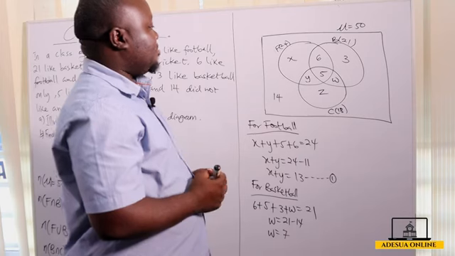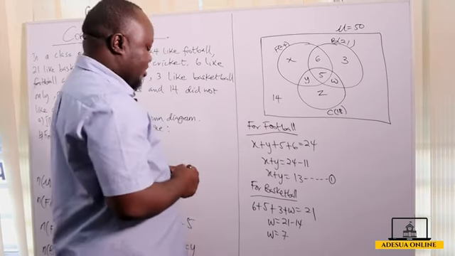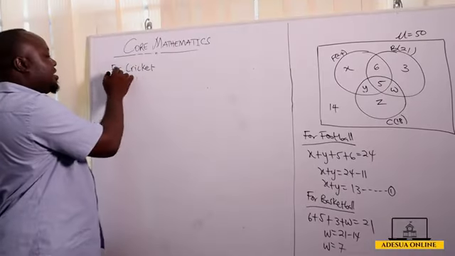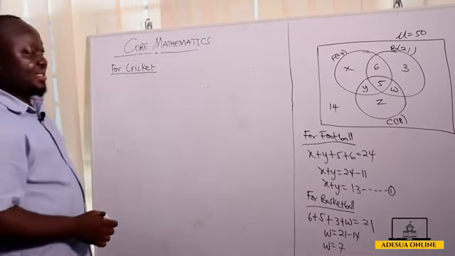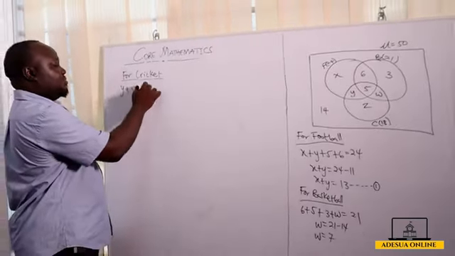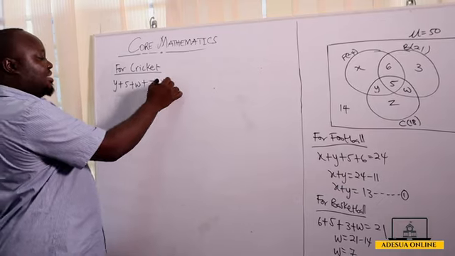So we move to cricket. So for cricket, we realize that y plus 5 plus w plus z is equal to 18.